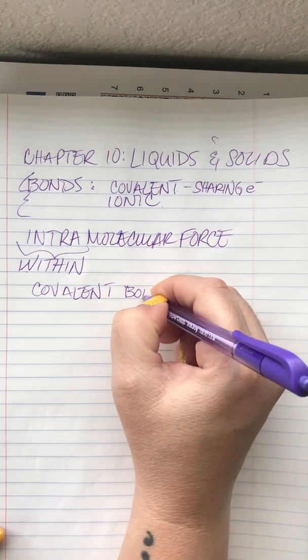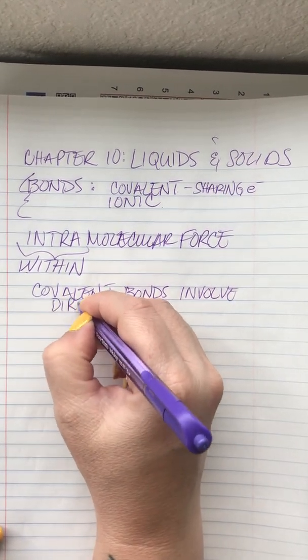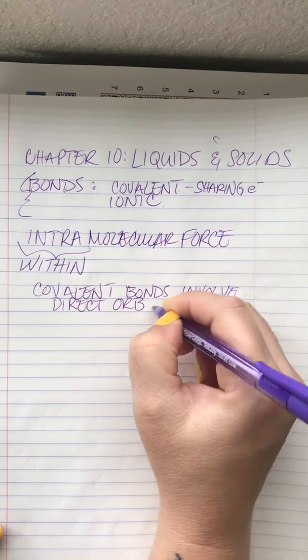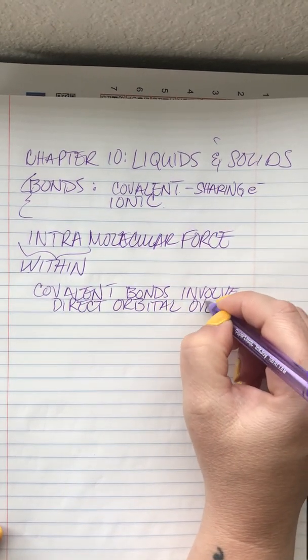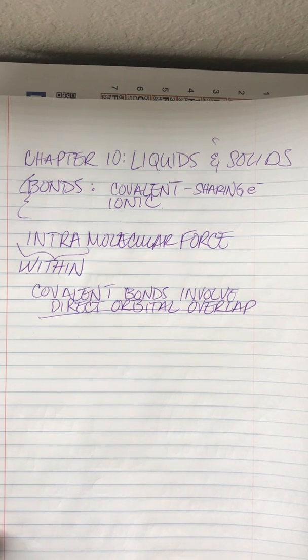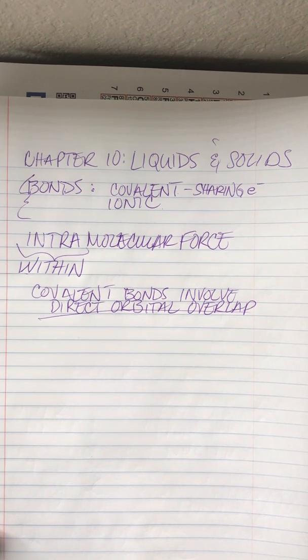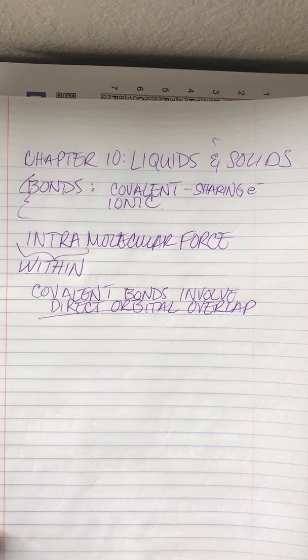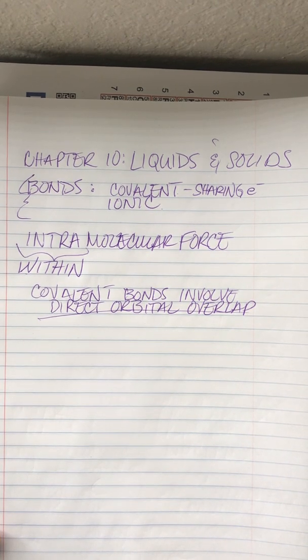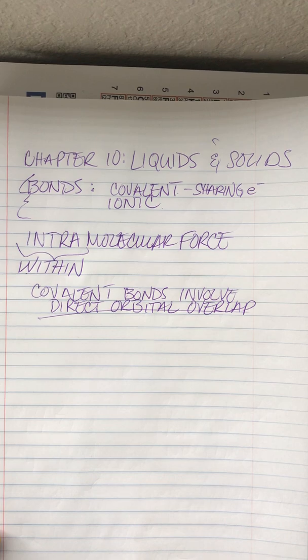Covalent bonds involve direct orbital overlap. Right? Remember when we were talking about sigma and pi bonds? Yeah. Right? So a sigma bond has direct orbital overlap. A pi bond has parallel orbitals that are able to have electrons hop between them, right? But this idea of a covalent bond is that our orbitals are overlapping to an extent that we can share electrons, right? Electrons are delocalized. Does that make sense? Yes.